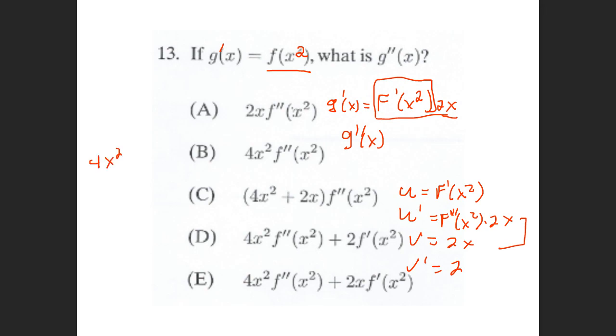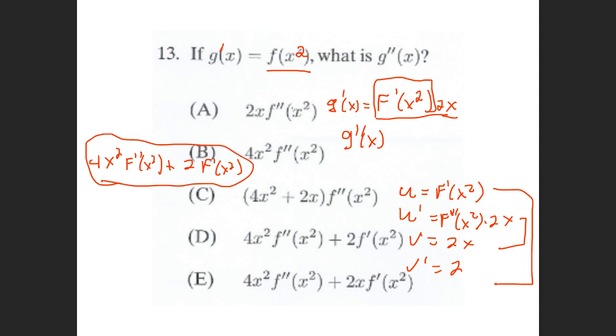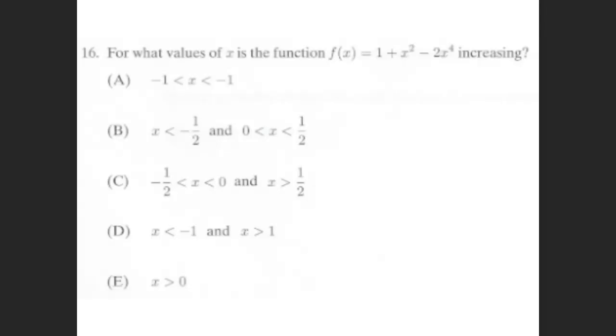And I still have that f double prime, so 4x squared f double prime of x squared, plus the outside. That would be 2 f prime of x squared. And I believe that is letter D for that one. I don't think I have another question on there. Maybe I do. Nope, I do.